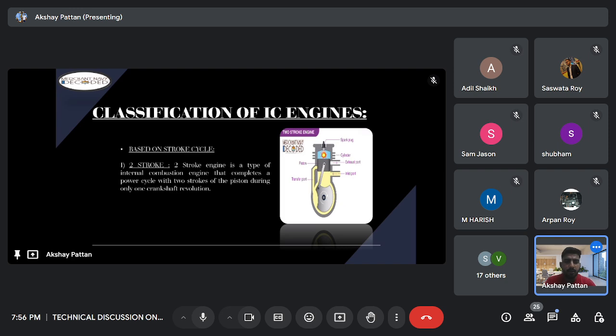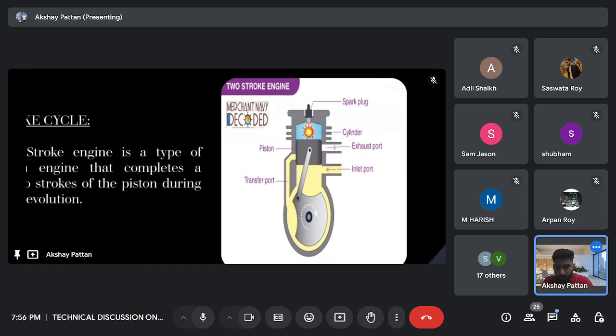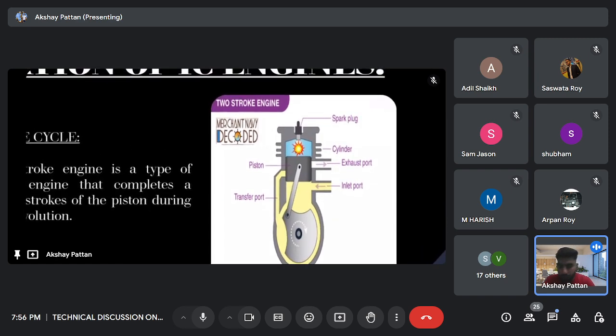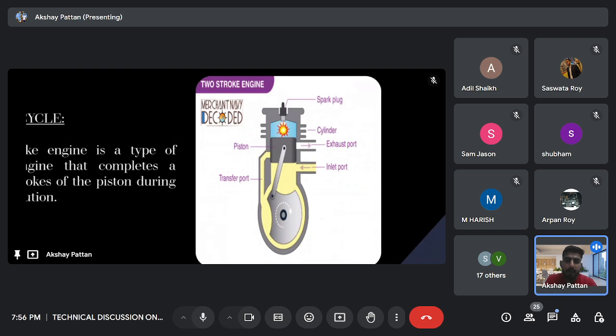In two-stroke engine, we don't have valves, we have ports instead. Can you guys see that diagram? Can you guys zoom into that diagram? Here we have a diagram of two-stroke engine. Can you guys see there? We have the ports, exhaust port and inlet port. We are not having the valves here. Whereas in four-stroke engine, we have got the valves. We don't have the ports.